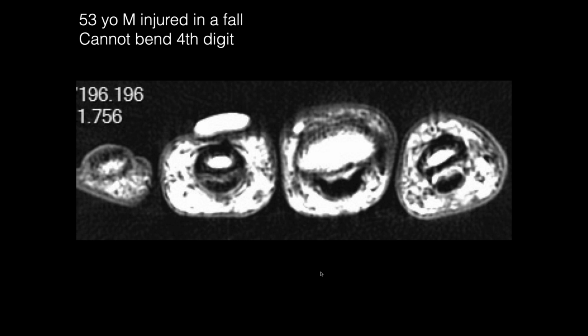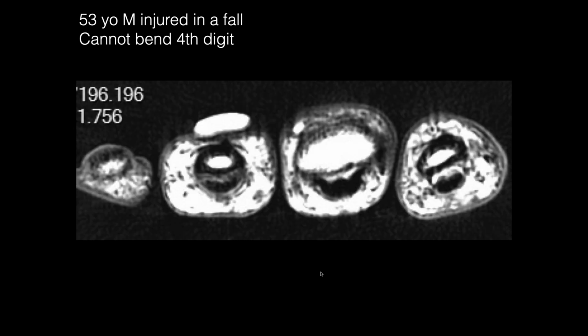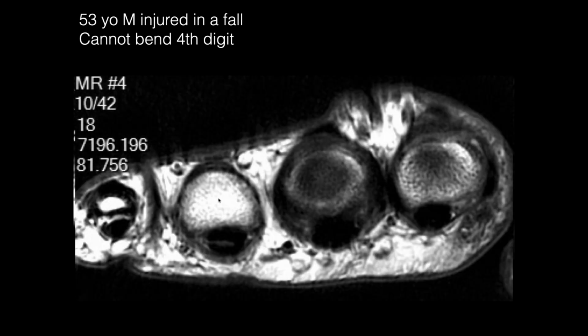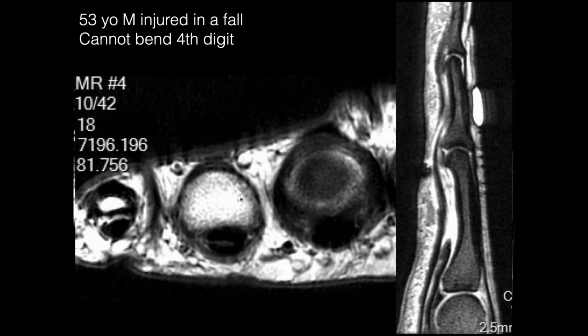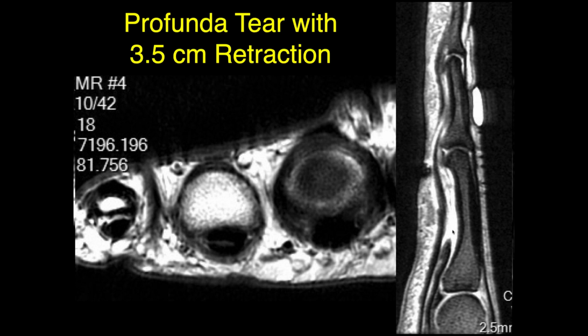Okay, so 53-year-old male injured in a fall, cannot bend fourth digit. So I see a lot of edema and soft tissue swelling involving that fourth digit. Okay, so I see the slips of the superficial flexor going around, but I don't see the profundus right there. It's absent, it's missing compared to the other one. So I'm guessing there's a full thickness tear, and now we're seeing it reconstitute. So on sagittals we can see that more clearly. The deeper one is just completely torn or retracted.